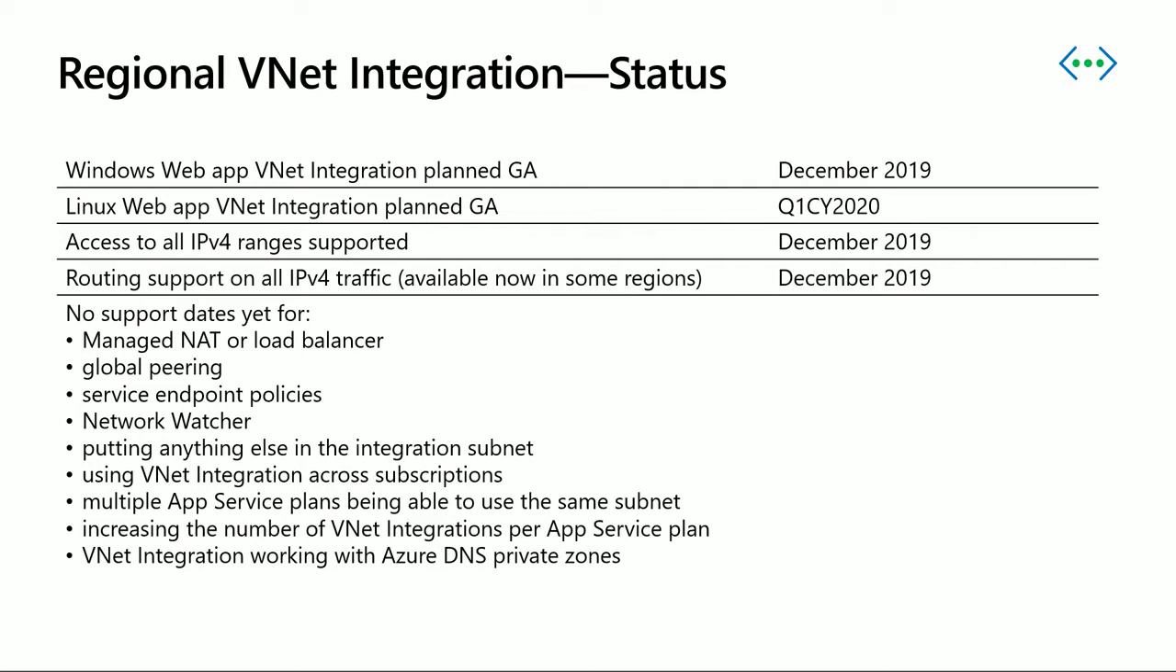There are a number of other capabilities that are not lit up yet with the new VNet integration. That includes Network Watcher, global peering. You get the idea. There's a nice little short list up here. Service endpoint policies, et cetera. The network team is adding support for this, and they will be rolling it out during the coming semester.